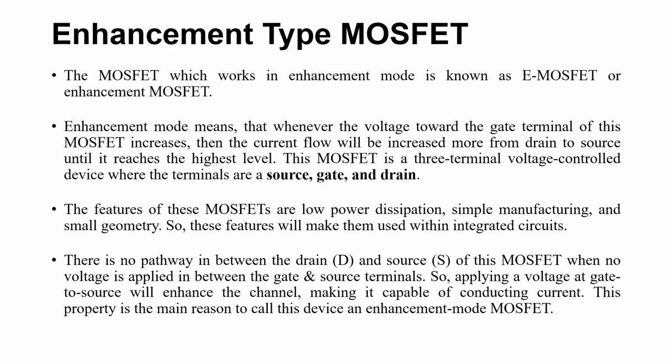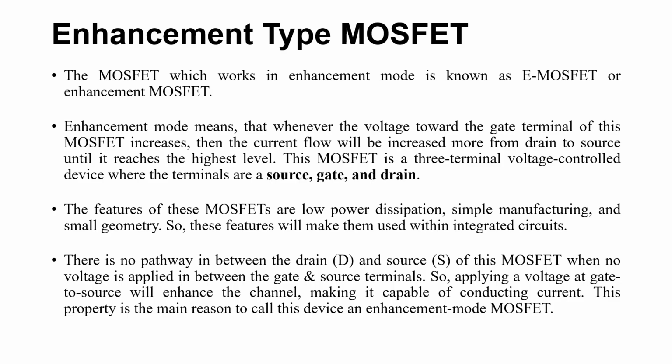So here three terminals are there: source, gate and drain. As we discussed in JFET, the source is the terminal where the majority charge carrier enters the channel, and the drain is the terminal where the majority charge carrier exits the channel. And the gate is very important in enhancement because after applying the gate voltage, the channel will be created. We'll discuss how. So this type is called the enhancement type.